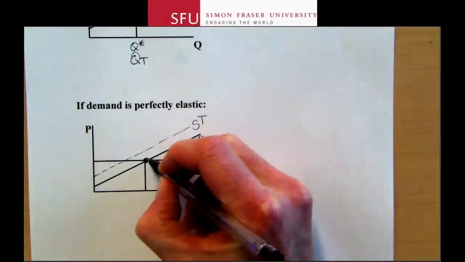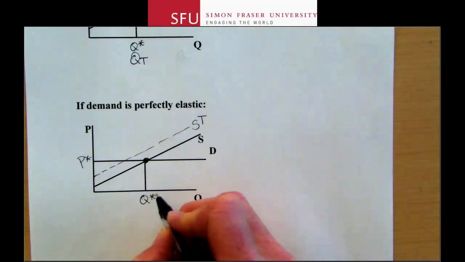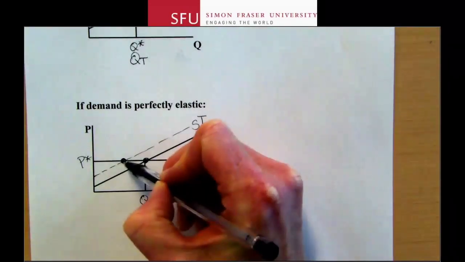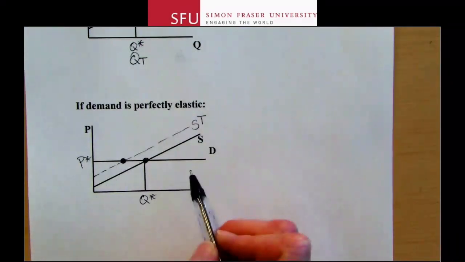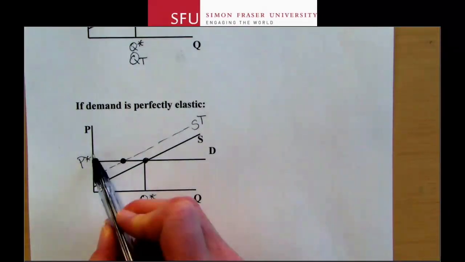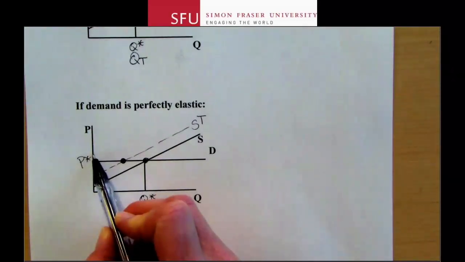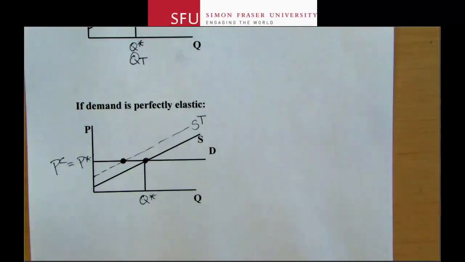Okay, now this was the original equilibrium, so let's label that P star, Q star, and now we'll have a new equilibrium over here where the price is the same. So the consumers will pay the same price because they are perfectly elastic. If the seller were to try to raise the price at all, they would just stop buying the good altogether. So the seller cannot raise the price at all for the consumer. So they will pay the same price as they did before.